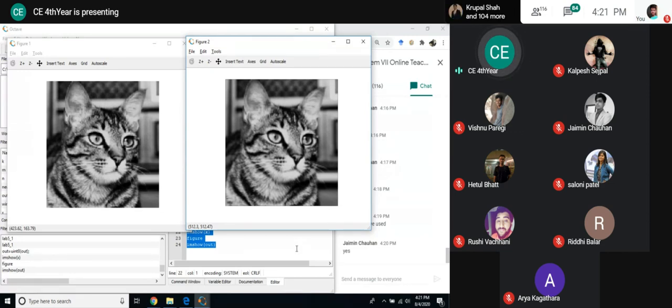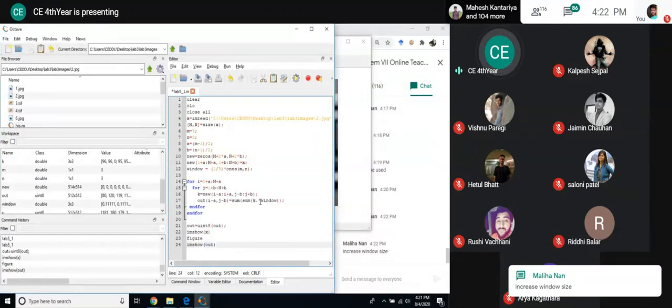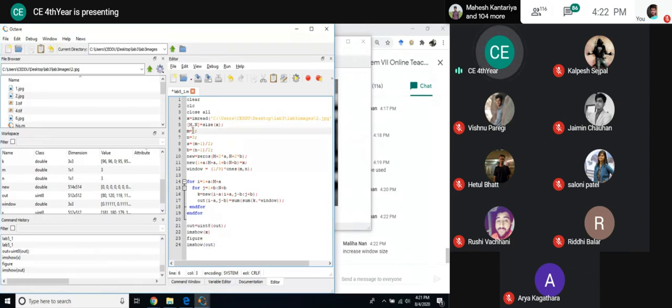Okay, now I want to increase the blurring. What to do? This is not sufficient blurring for my case. How to increase the blurring? Window size we should increase. Okay, let us try. So I am going to change it to 5 cross 5.